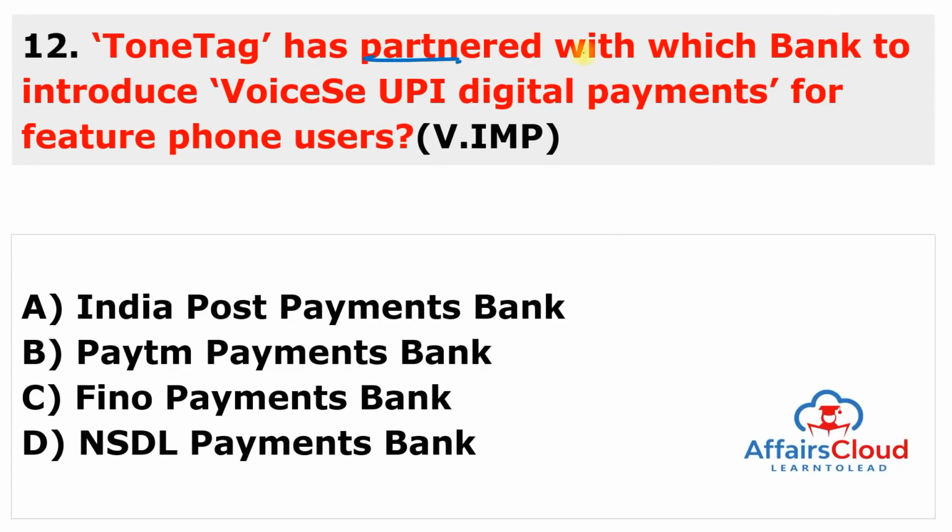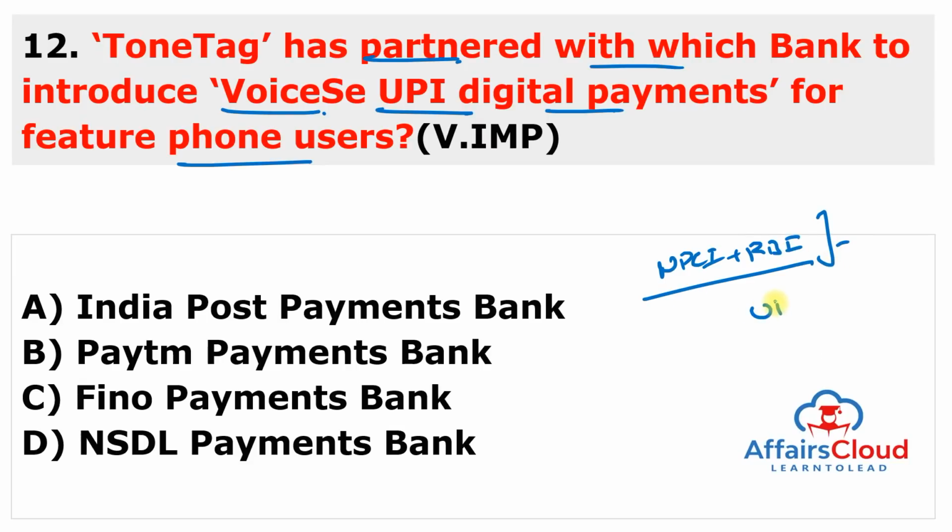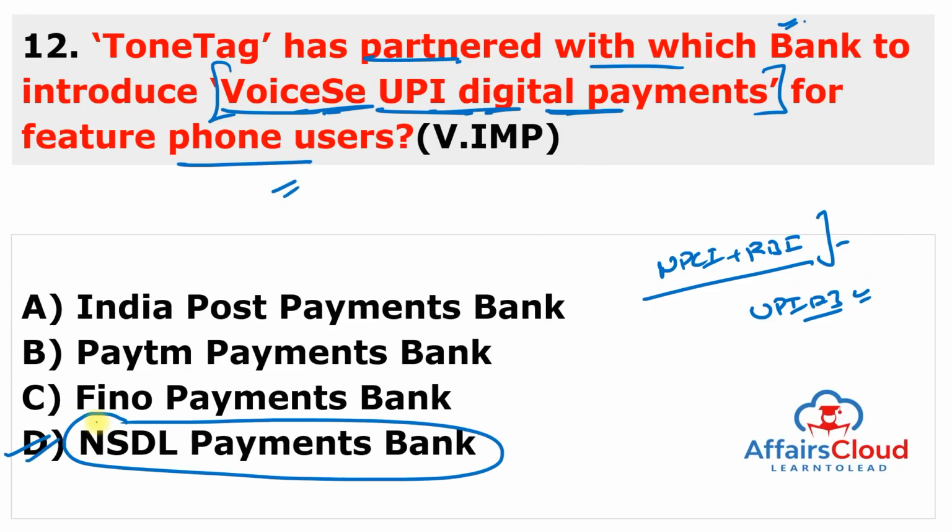Tone Tag has partnered with which bank to introduce Voice Say UPI digital payments for feature phone users? Yesterday we discussed a question about the National Payment Corporation of India and RBI that they also launched one initiative which is known as UPI 123 Pay, and it is also for the feature phones. The same initiative is started by Tone Tag with partnership of this bank, and this feature is known as Voice Say UPI digital payments, and this is also for the feature phones. And this payment bank is NSDL Payment Bank. So the answer of this question is D.